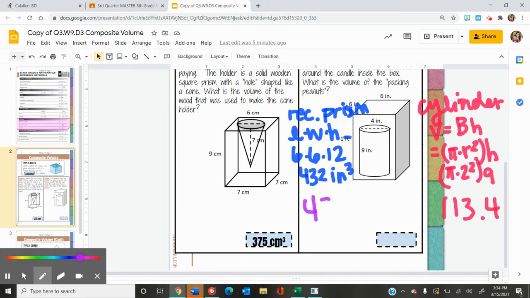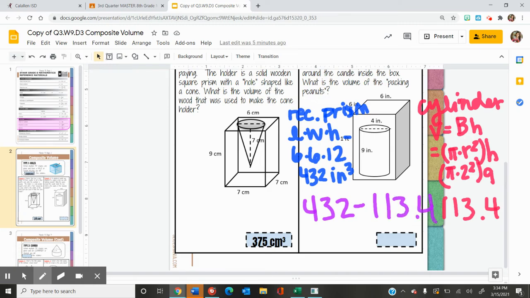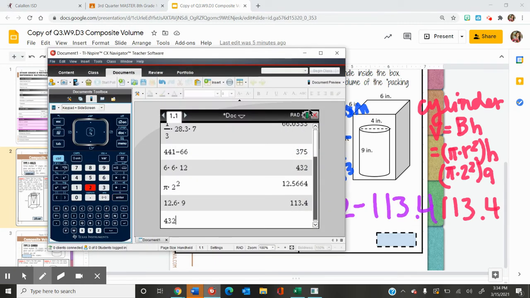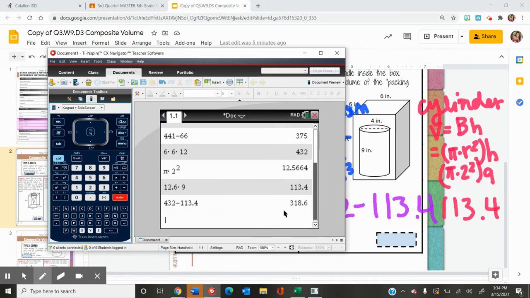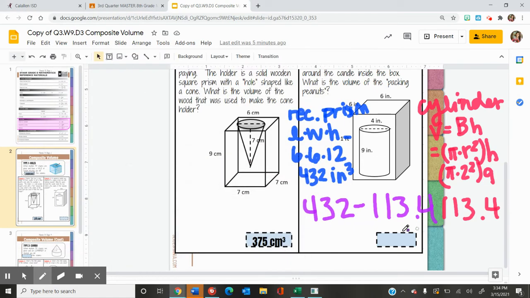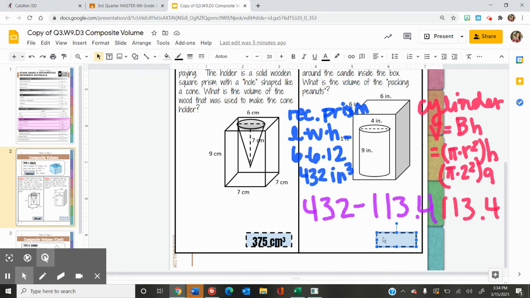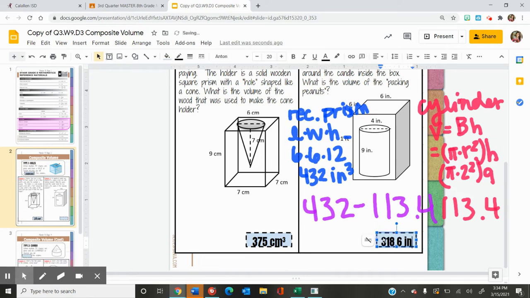So 432 minus 113.4. I'm going to go ahead and open up my calculator. I take 432 minus 113.4. I now have the volume as 318.6 inches cubed. I'm going to go ahead and write that right here. And again, to get to the power of 3, you're going to hold down the Alt key and type in 0179. And then that is the volume that the packing peanuts would be able to hold, the volume of the packing peanuts.